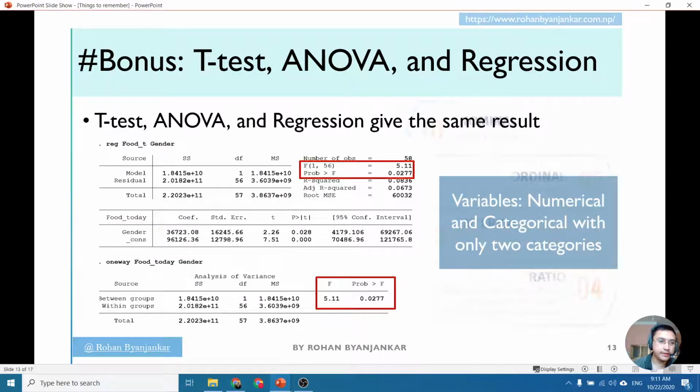And its bonus is t-test, ANOVA, and regression. T-test, ANOVA, and regression give the same result. You can check this figure. The f value is 5.11 in case of regression. This I have done in the data. And the one-way ANOVA for food today and gender gives the same f value and same level of significance, that is 0.0277. So the results are identical.